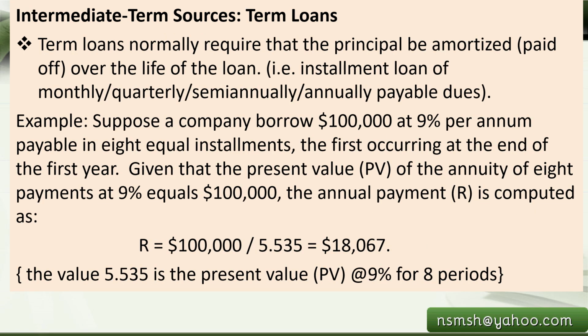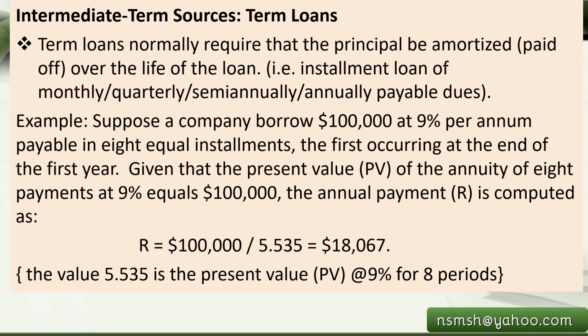So term loans normally require that the principal be amortized, that means paid off over the life of the loan. So upon a schedule, it is called an installment loan, with monthly, quarterly, semi-annual or annual installments. So it will be interest plus principal. And if it is a balloon payment arrangement, only interest is paid, and the balloon payment, that is the full lump sum of the principal amount, is paid at the last schedule.